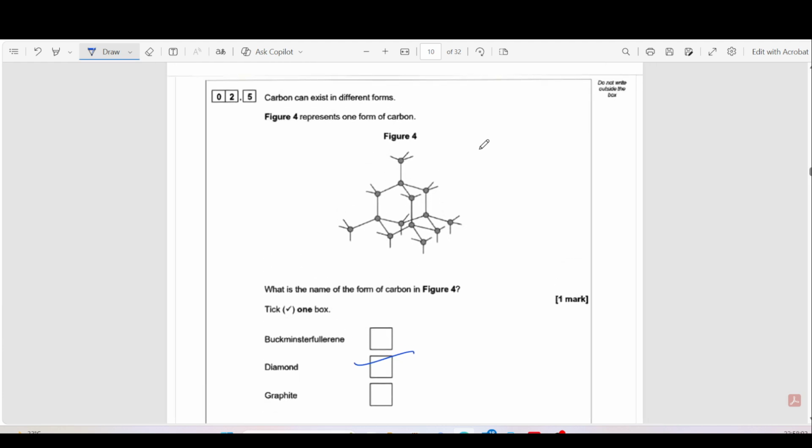So we have here carbon. This is one form of carbon. So what is this form of carbon? As you can see, it is a 3D lattice. Every carbon atom is bonded to four others, right? Like this one is bonded 1, 2, 3, 4. So this is the diamond structure, because graphite is hexagonal layers, so this structure is of diamond.